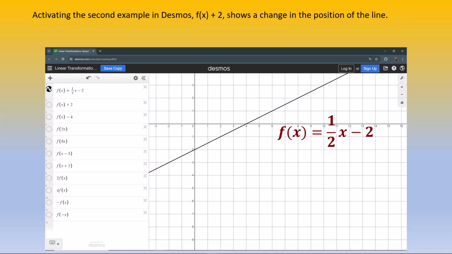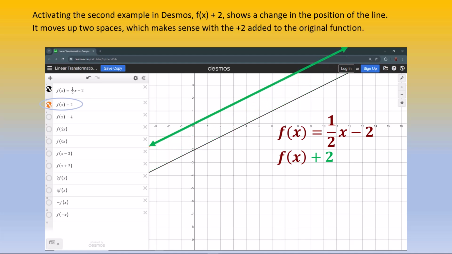Activating the second example in Desmos, f of x plus 2 shows a change in the position of the line. It moves up 2 spaces, which makes sense with the plus 2 added to the end of the original function. When we add 2 to the equation in slope-intercept form, you can see the new equation, y equals 1 over 2x plus 0, with the new value of b, 0, the new y-intercept, or point through which the line crosses the y-axis.